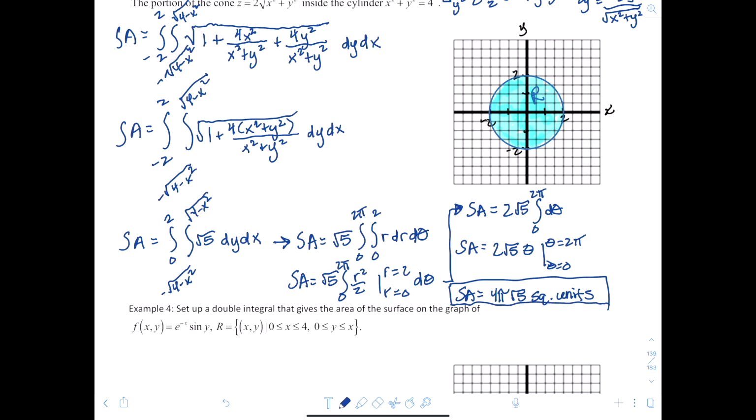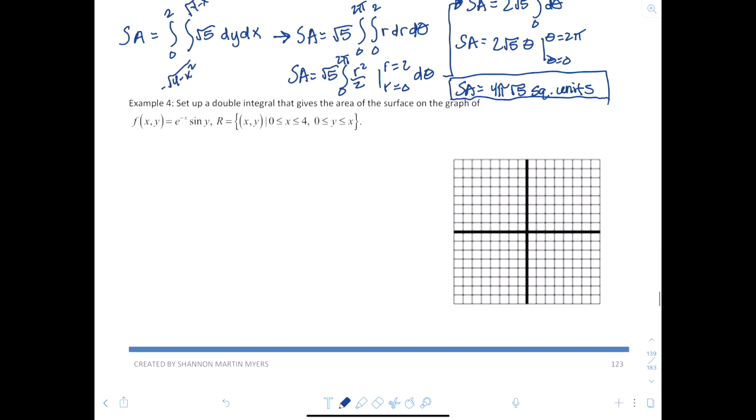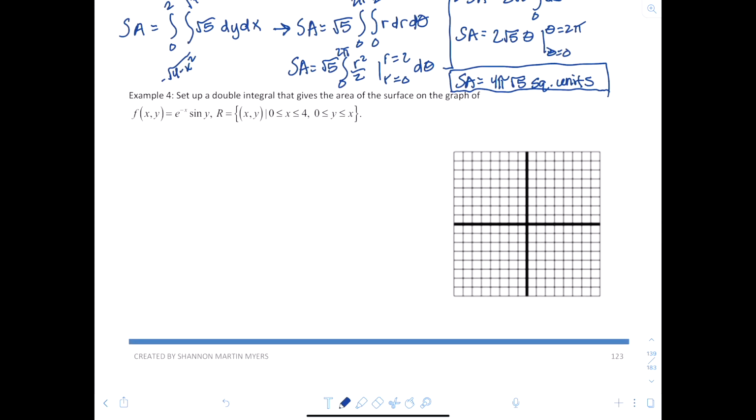All right, and then our last example for the day, we just need to set up this integral. So we want to set up a double integral that gives the area of the surface on the graph of f of x, y equals e to the negative x sine y, and our region is x and y such that x is bound between 0 and 4, and y is bound between 0 and x.